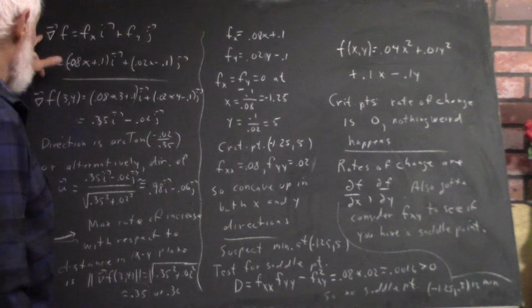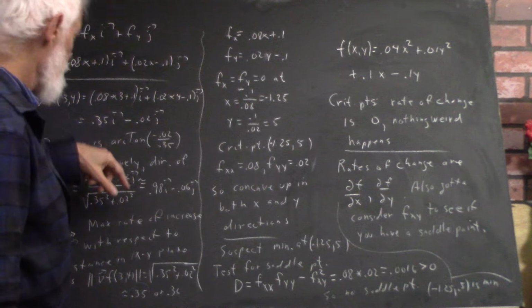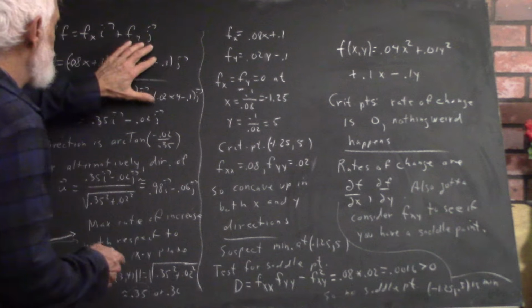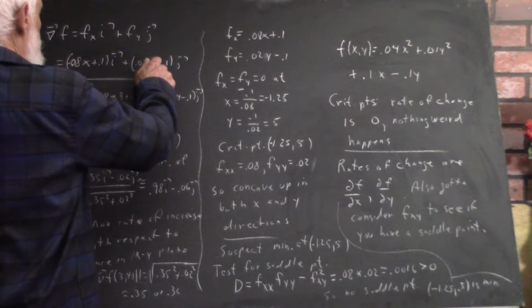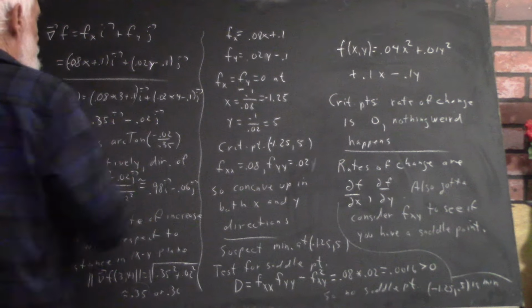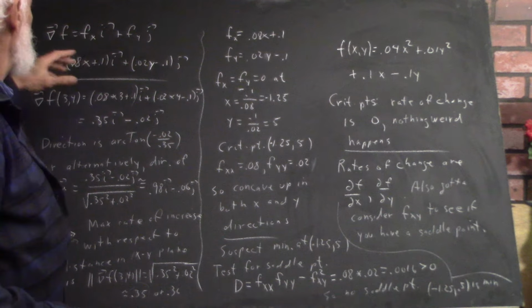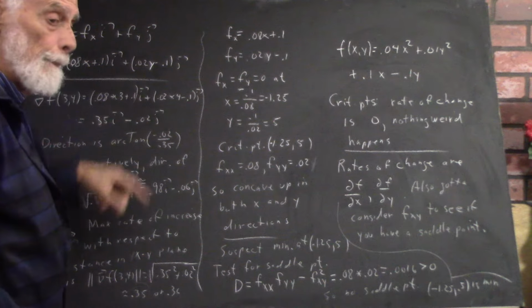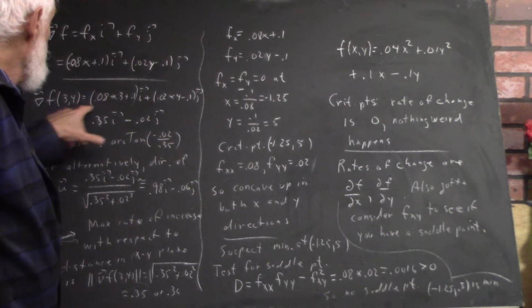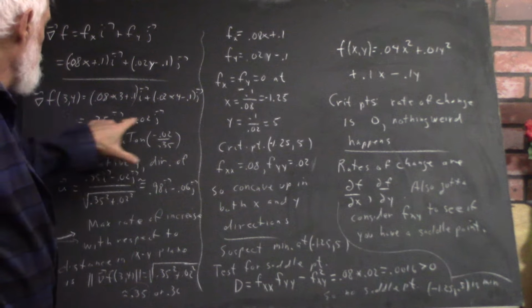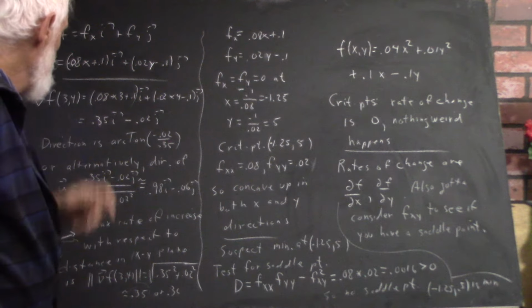Well, this is a gradient at the point x, y, and I think that little thing there looks a lot more like an x than a y. I think it actually was an x. Okay, it's a y. So this is a function of x and y. So we plug the x and y values in for x and y and evaluate it. We get 0.35i minus 0.02j.